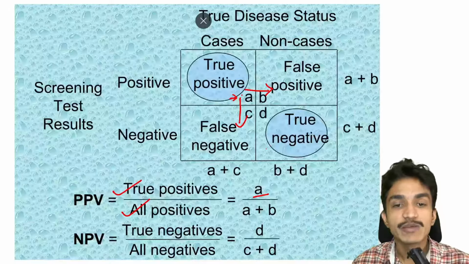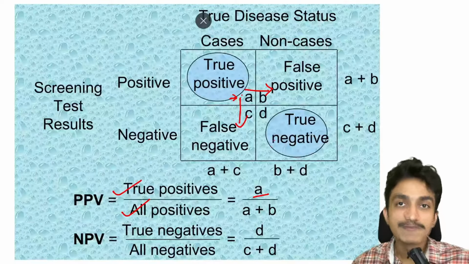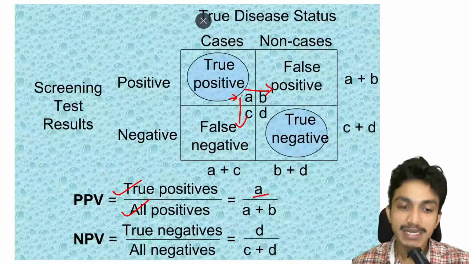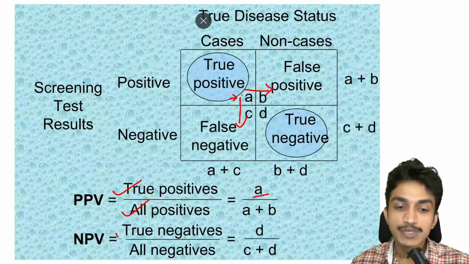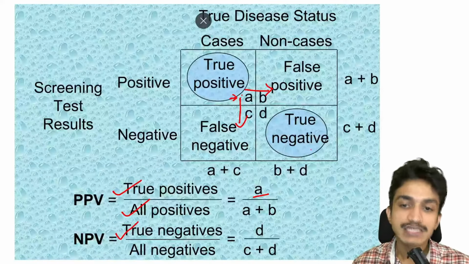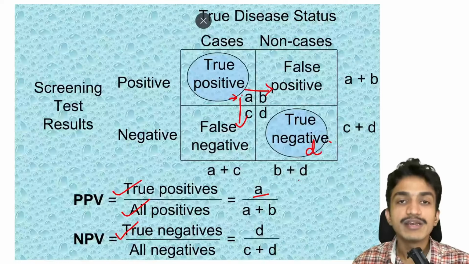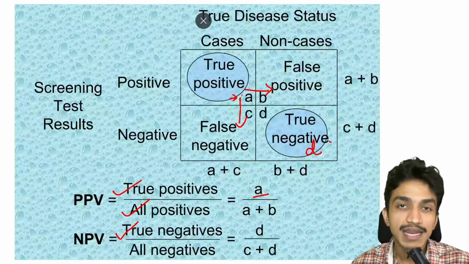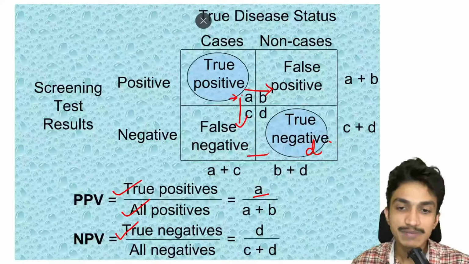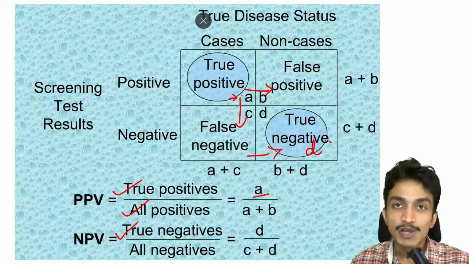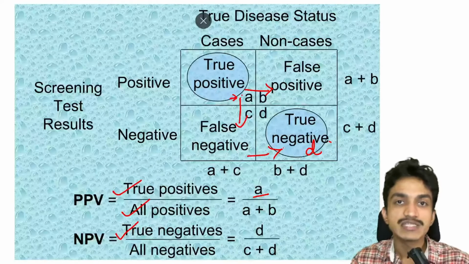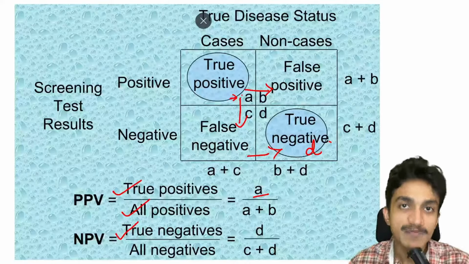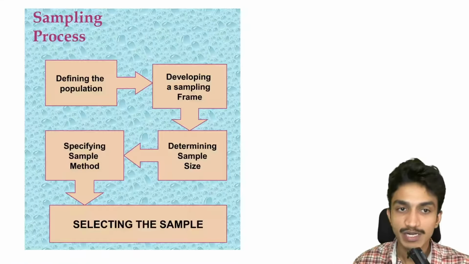Positive predictive value is divided by the number of positive reports given by that particular test. Negative predictive value is the true negative, that is D, divided by the number of total negative reports, that is C plus D. So I hope it is clear: sensitivity, specificity, positive predictive value and the negative predictive value.